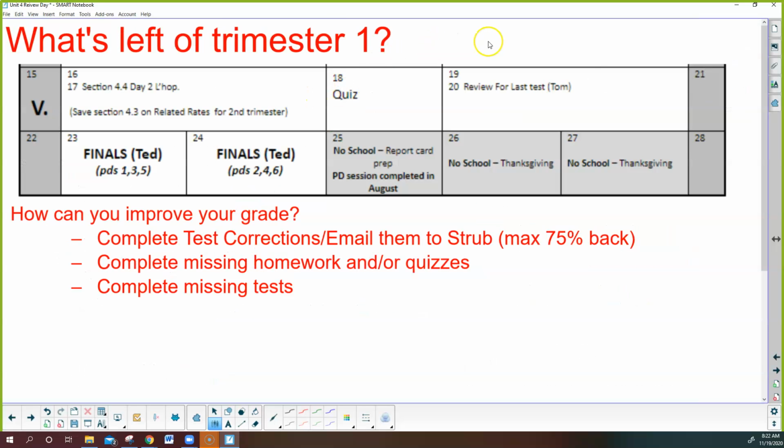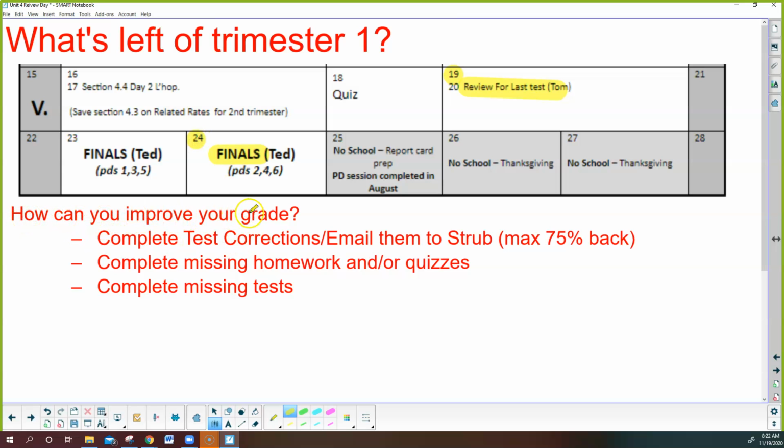Okay, really quick, a couple of things. What is left of this trimester? So, where are we at? Well, today is Thursday the 19th, so we're going to review for the test. This is our last test. And then you guys, being second hour, are going to have it on Tuesday, Tuesday the 24th. So what is there left to do?